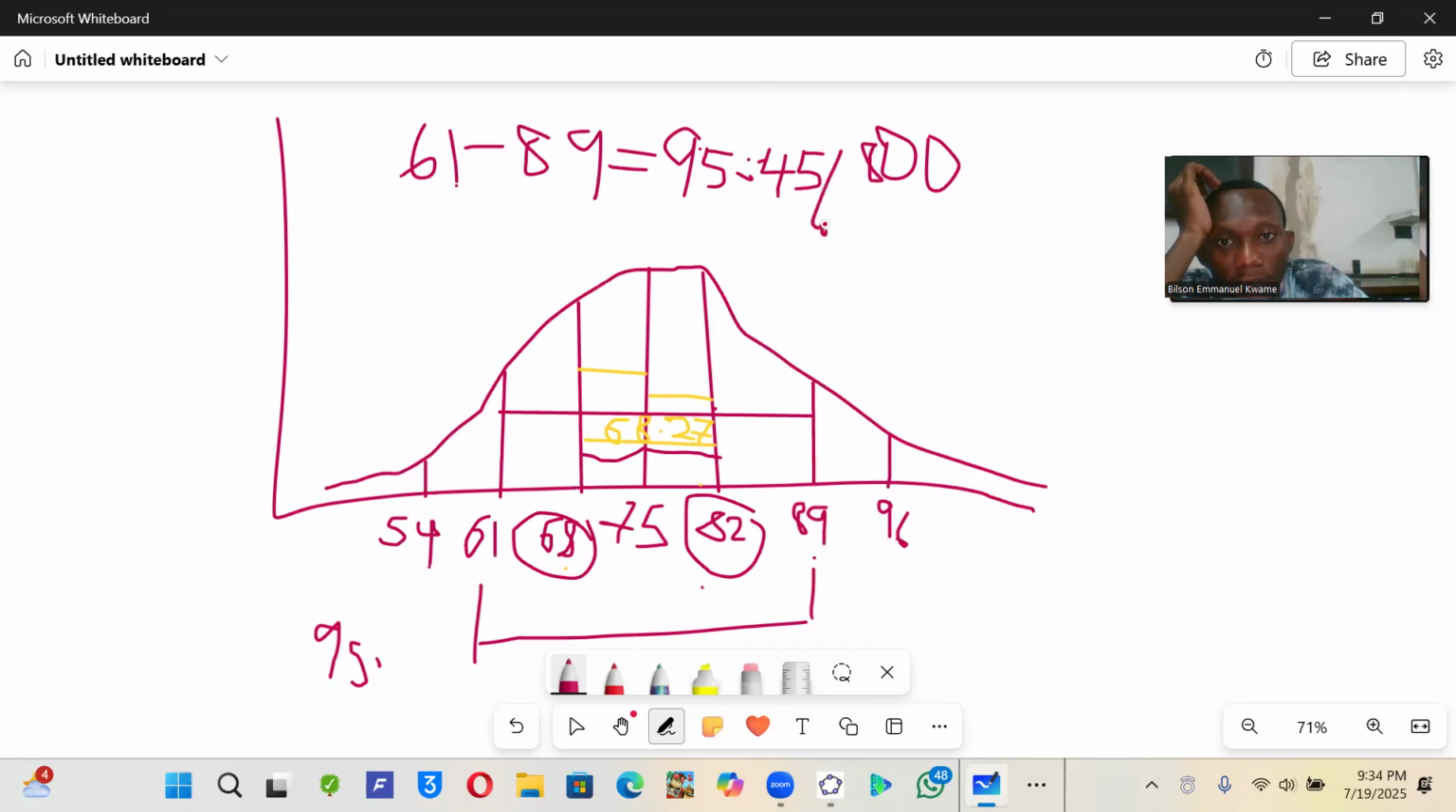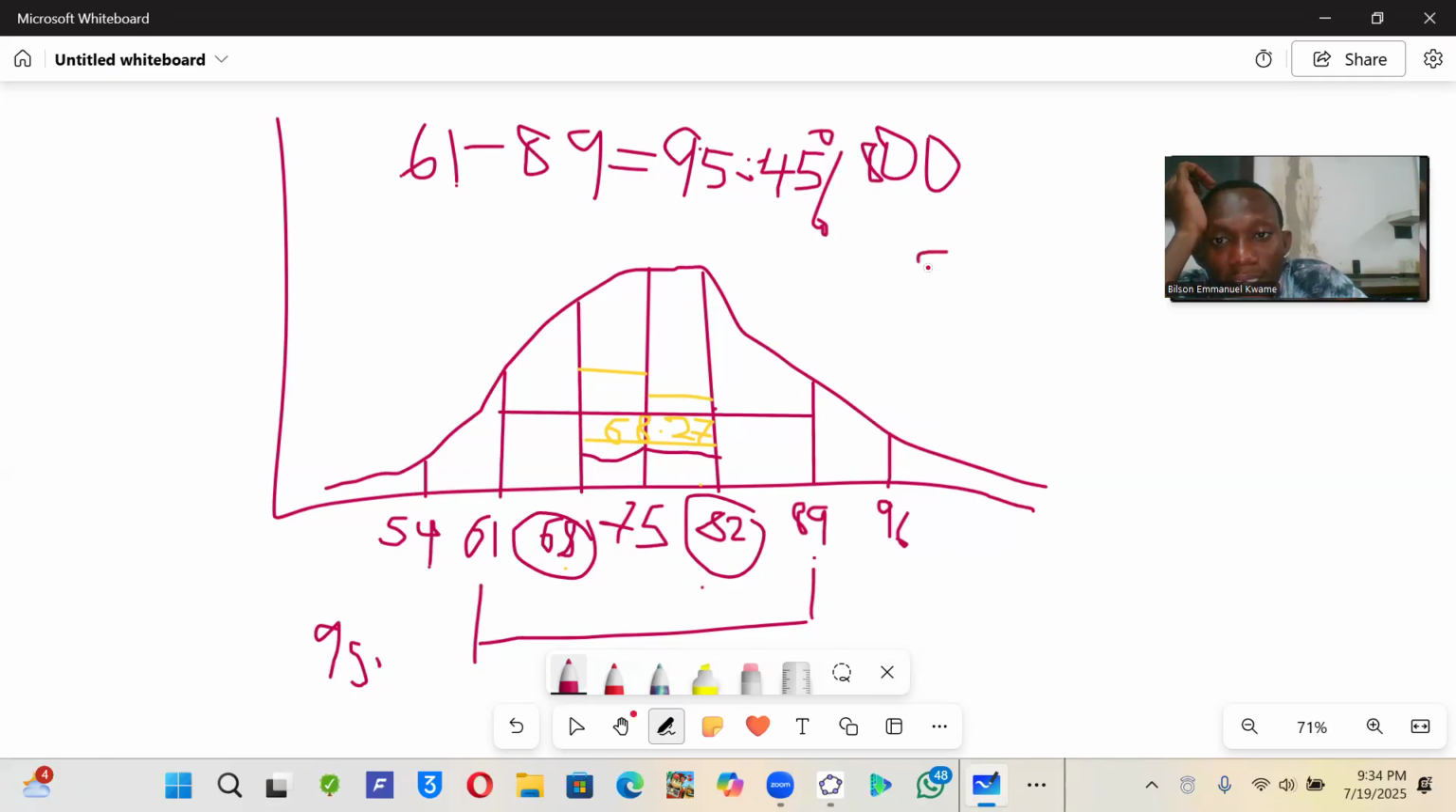So that is percent. That is from the GeoGebra app, right? Then from my explanation so far, you can see that it is 95.45. That is to say that 95.45% of individuals of the total population had marks between 61 and 89.